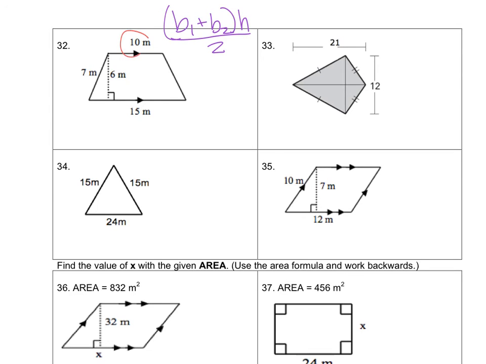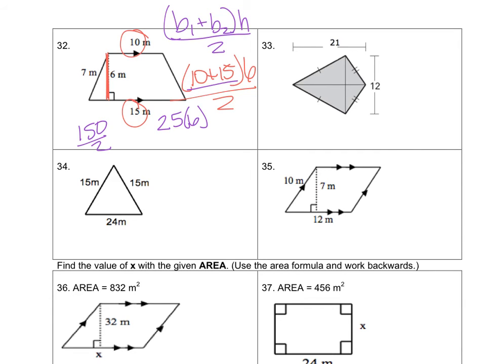Okay, so your bases are 10 and 15. So you're going to add that first: 10 plus 15. Then multiply by the height. The height is where the 90-degree angle is, so times 6, and then divide by 2. So add first: 10 plus 15 is 25. 25 times 6, think of quarters if you need to, is 150. And 150 divided by 2 is going to be 75.